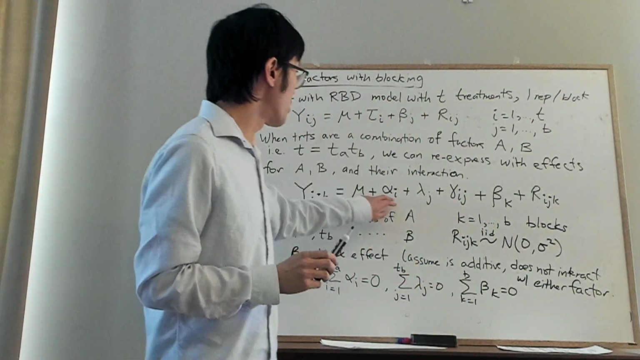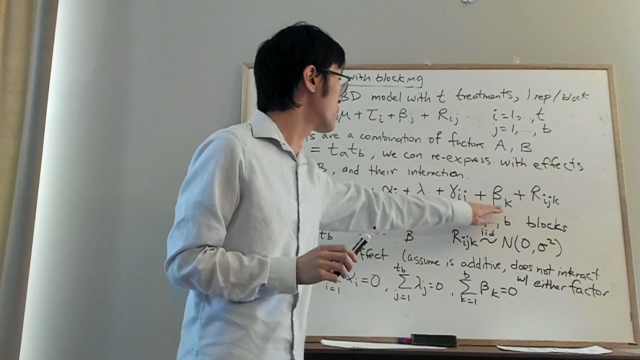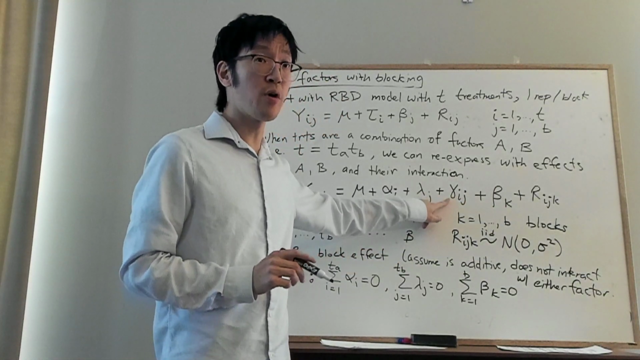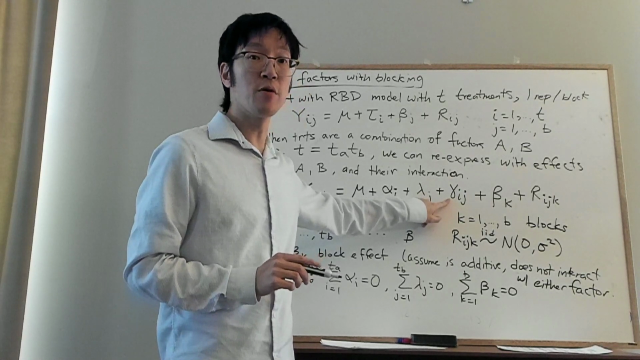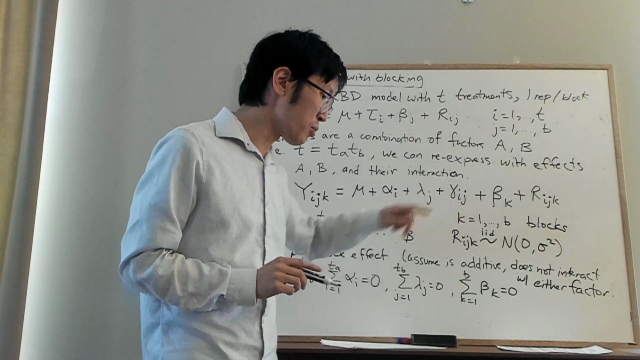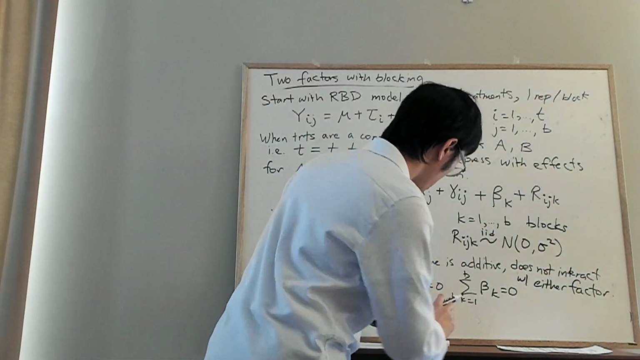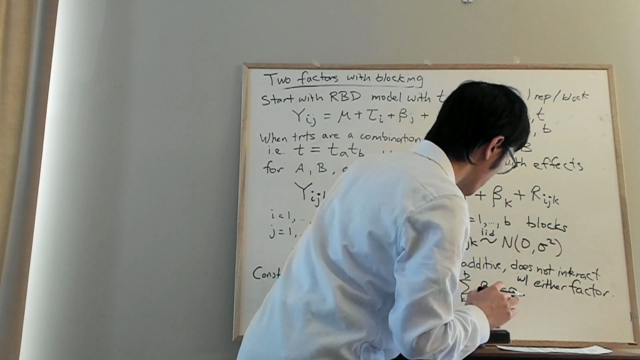Okay, so that takes care of these three sets of parameters. And then finally we have the interaction parameters, and the same constraints that we saw in the interaction model also apply here. Okay, so let's write it out again, so we have it all in one place.